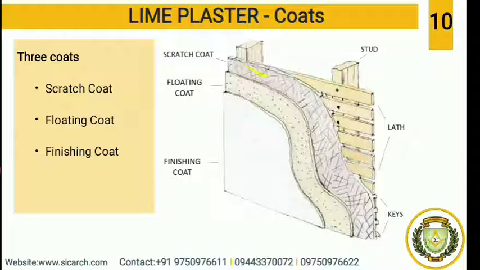The mix used for this scratch coat is 1 part of lime to 2 parts of very coarse, well graded sand. Next is the floating coat, which can also be named the straightening coat. This is the second coat.